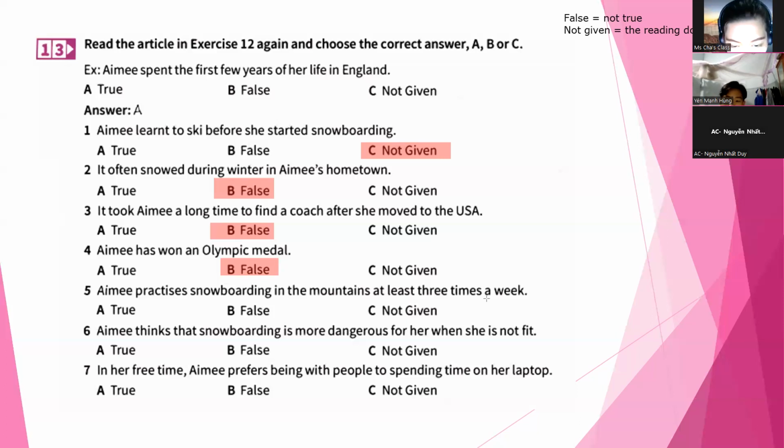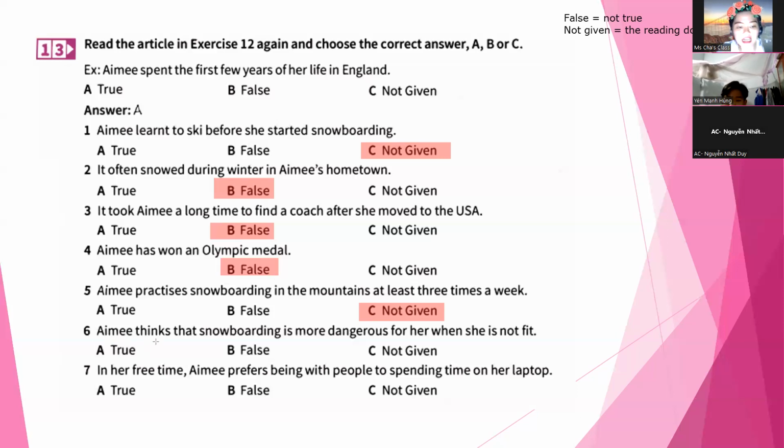Amy practices snowboarding in the mountains at least 3 times a week. I think it... All right. So actually with this one, the answer is not given. Yeah, because it doesn't mention in that reading material where exactly Amy practices. It is mentioned how often, but the location is not mentioned.